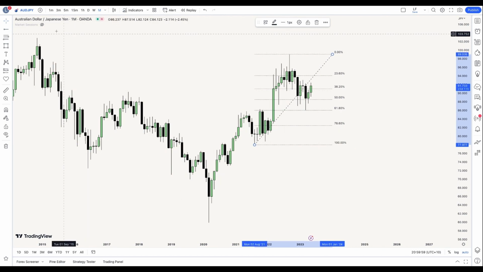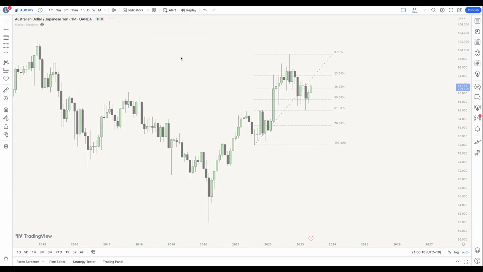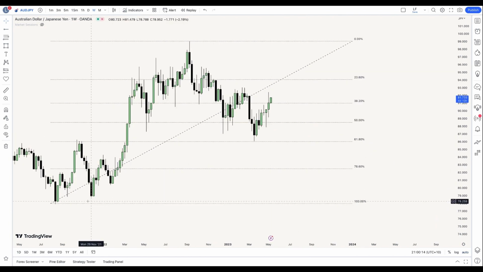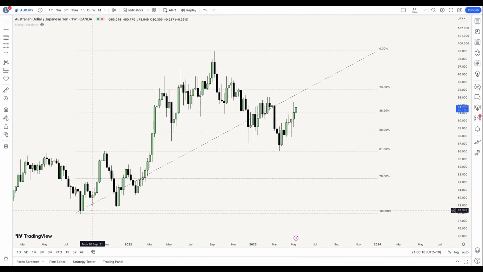So as we can see here for the Aussie yen on the monthly time frame, price traveled upwards, hit the 61.8% mark, and it seems like it's going up again. So let's go down to the weekly and see what's happening. As we can see here as well, a little bit more candles on the chart, but it's the same, going up all the way here, trending downwards, hitting that 61.8.